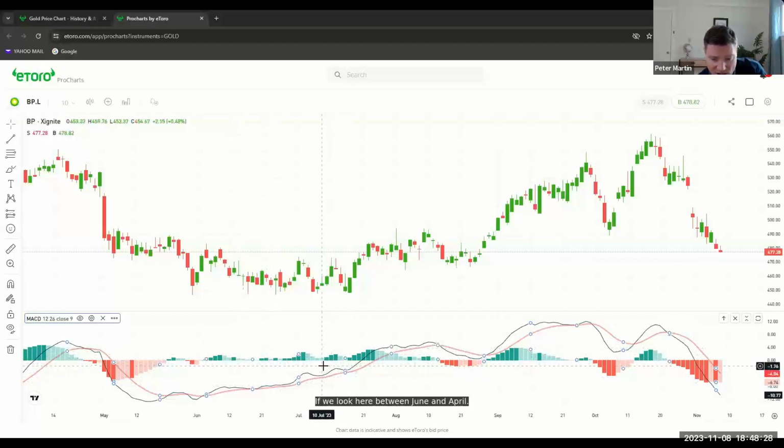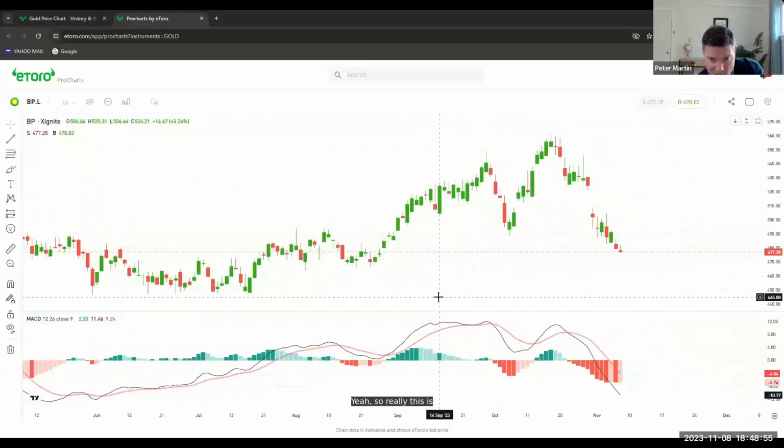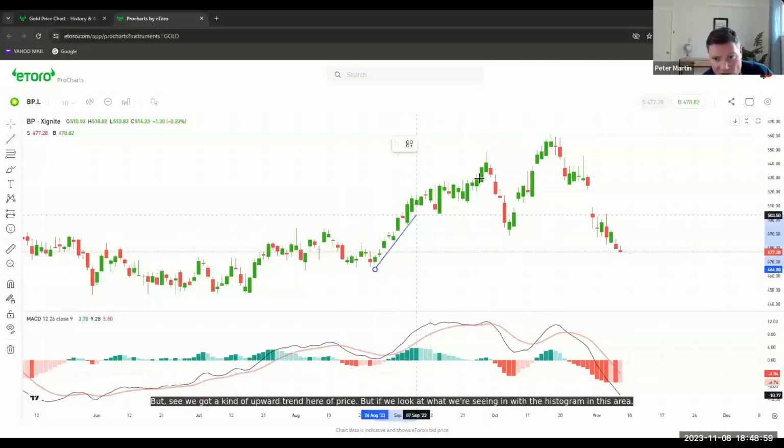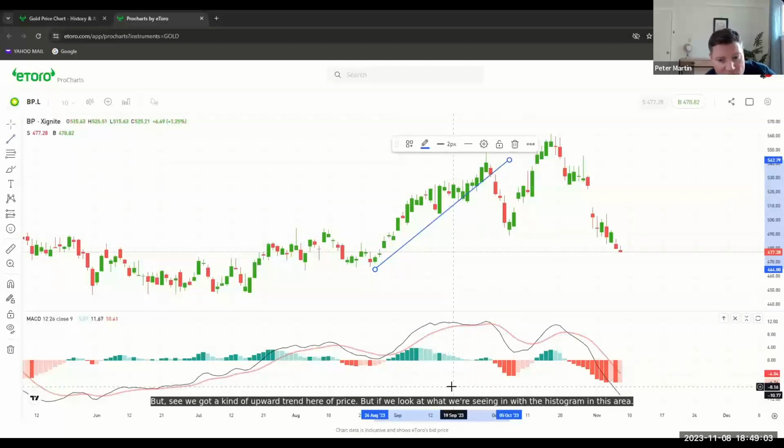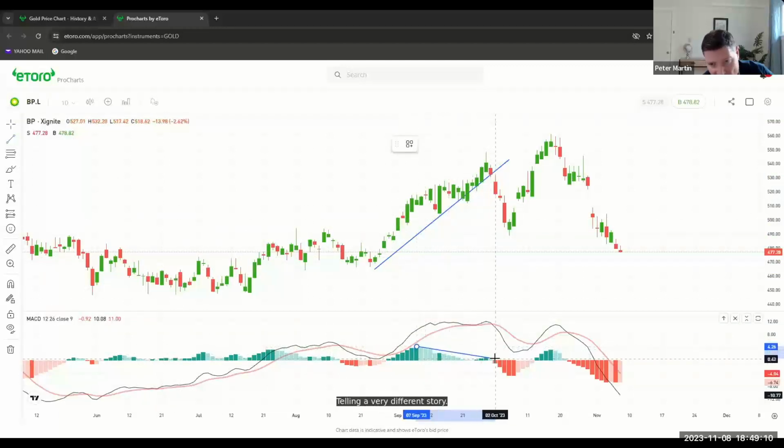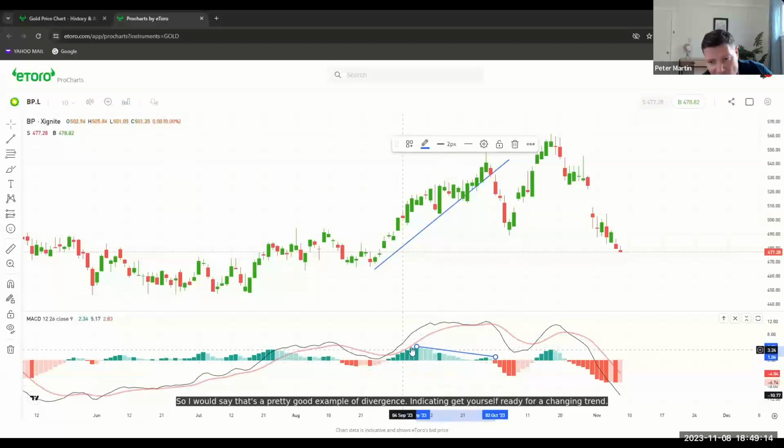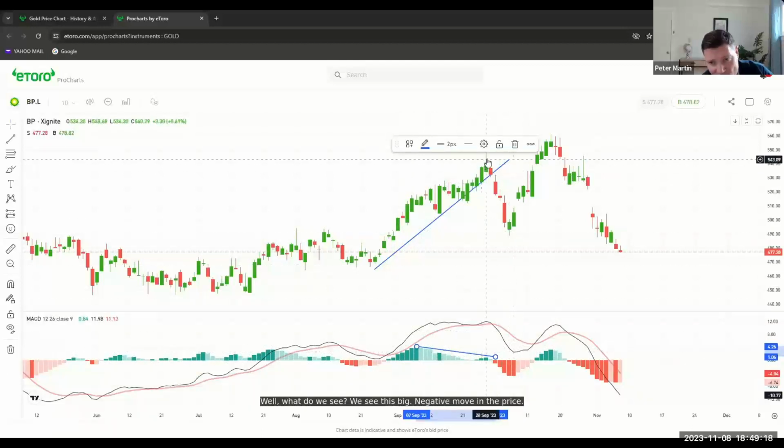If we look here between June and April, we see we've got a kind of upward trend here of price. But if we look at what we're seeing with the histogram in this area, it's telling a very different story. So I would say that's a pretty good example of divergence, indicating get yourself ready for a change in trend. Well, what do we see? We see this big negative move in the price.